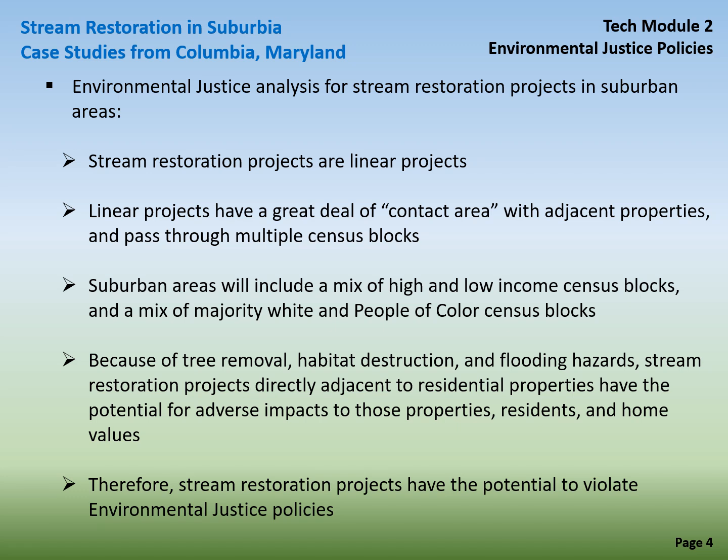The tree removals, the habitat destruction, the flooding hazards directly adjacent to residential properties may affect those properties or the residents or the home values. Therefore, it is a relevant question to ask whether stream restoration projects have the potential to violate environmental justice policies, and the analysis required for getting an NWP 27 permit to do a stream restoration project requires that the developer do that environmental justice analysis.